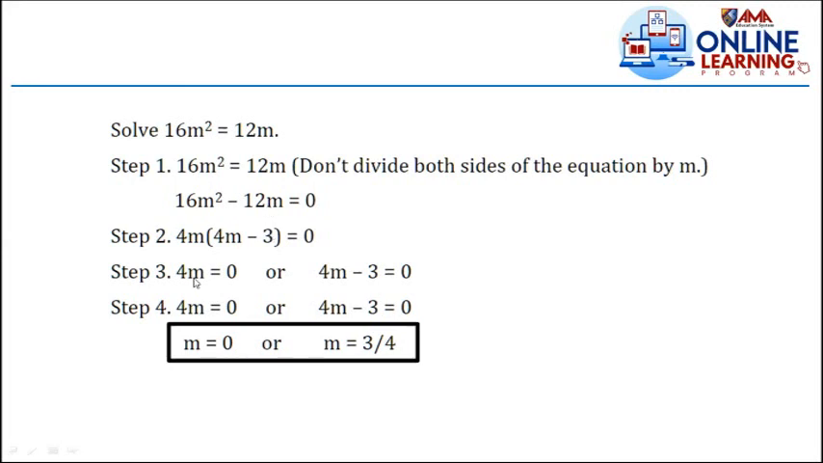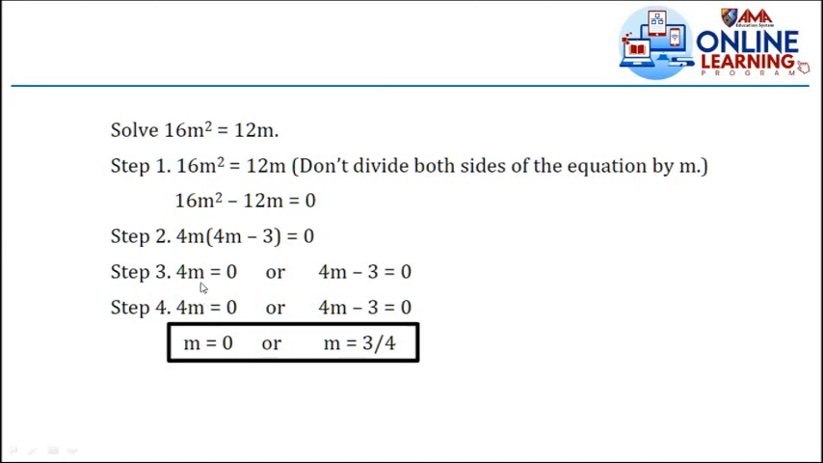So step 3, equate into 0. 4m is equal to 0. And then 4m minus 3 is equal to 0. So ito yung dalawang factor. We are going to equate into 0 using the zero product. So 4m is equal to 0. 4m minus 3 is equal to 0.